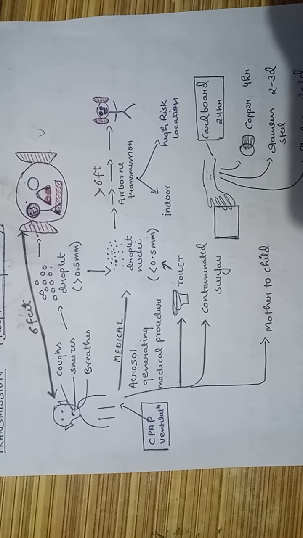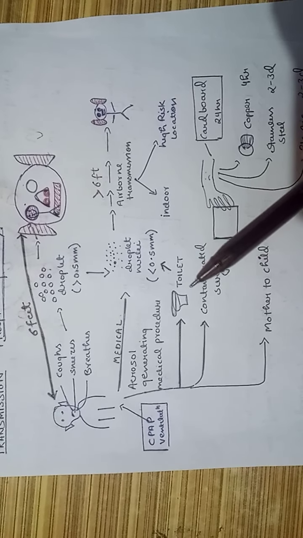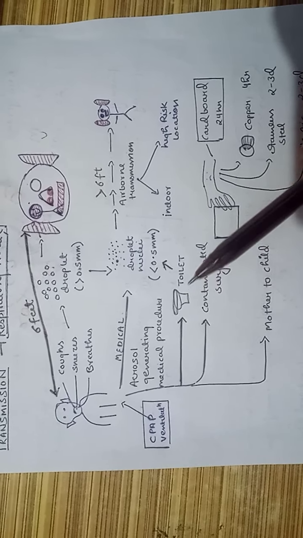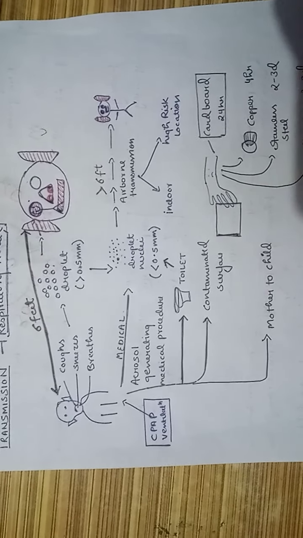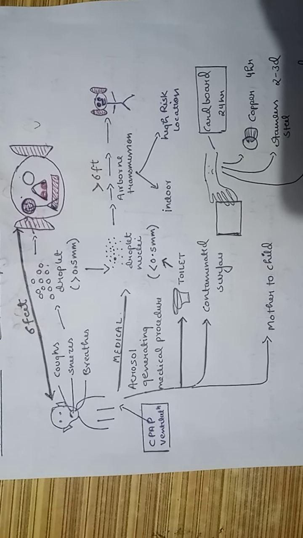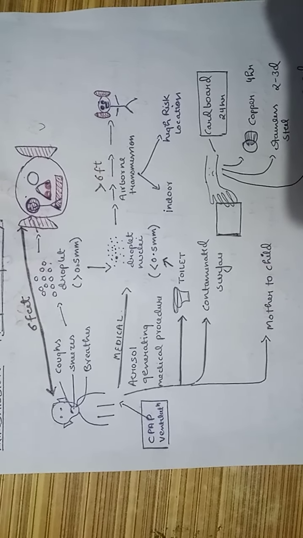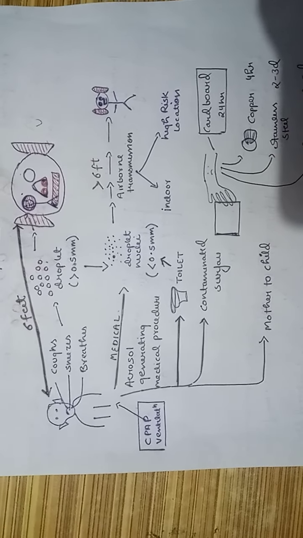Now another way, though less common and not that significant for everyone, is while the patient of covid is using a toilet. While he flushes there are a lot of aerosols released, and that is why a patient of covid is advised to use a separate toilet.